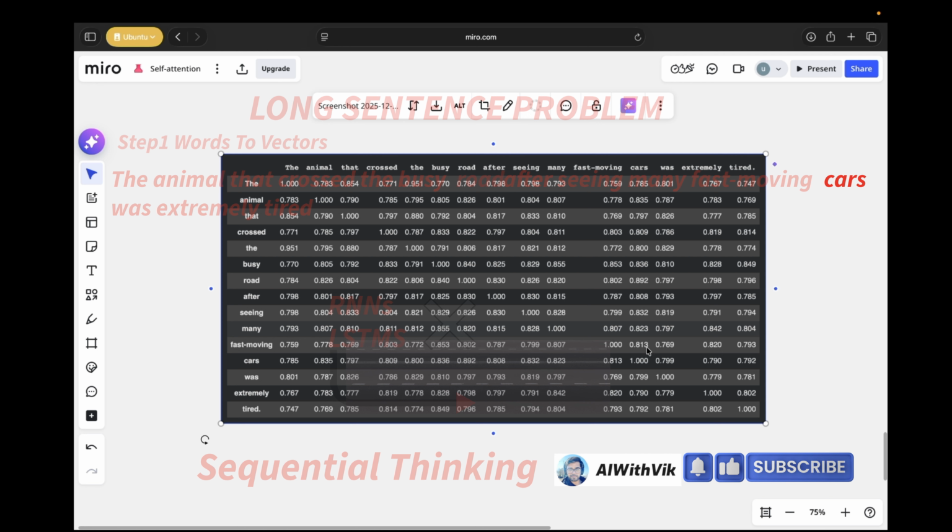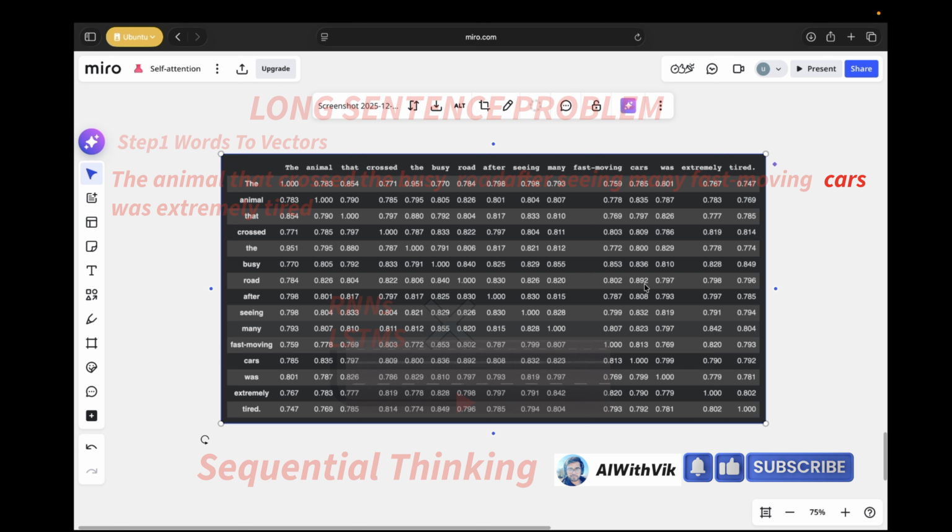But for now, let's understand this. Another thing we can see is fast moving and road, which also have a good score, and fast moving and busy are also having a good score here. This basically shows the relation between different types of words. A high score denotes a very good connection. So our words road and cars have a high similarity score. That's the point you need to know right now.